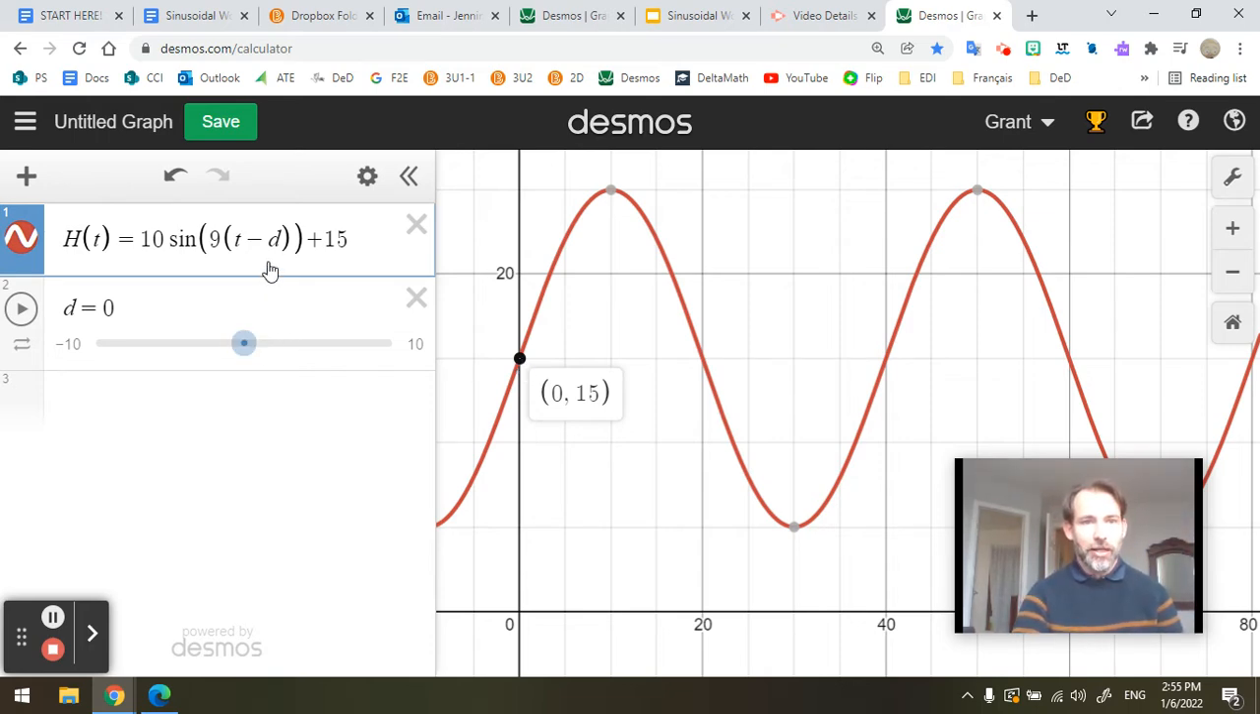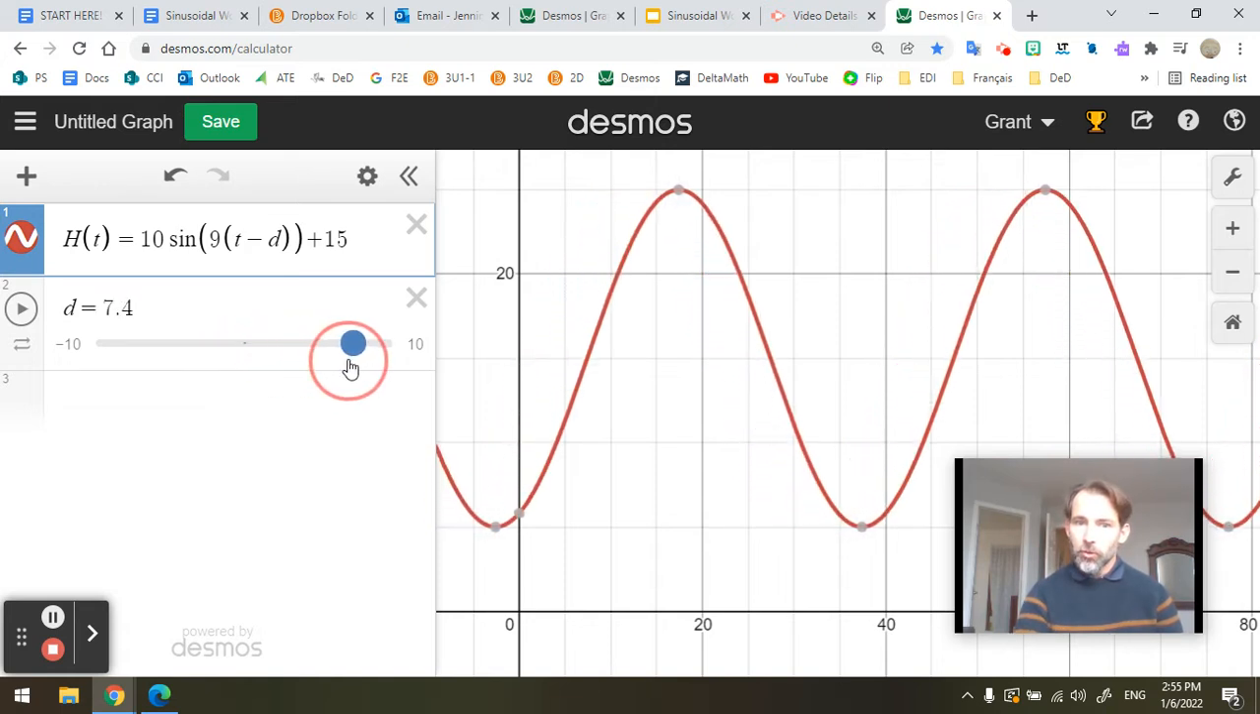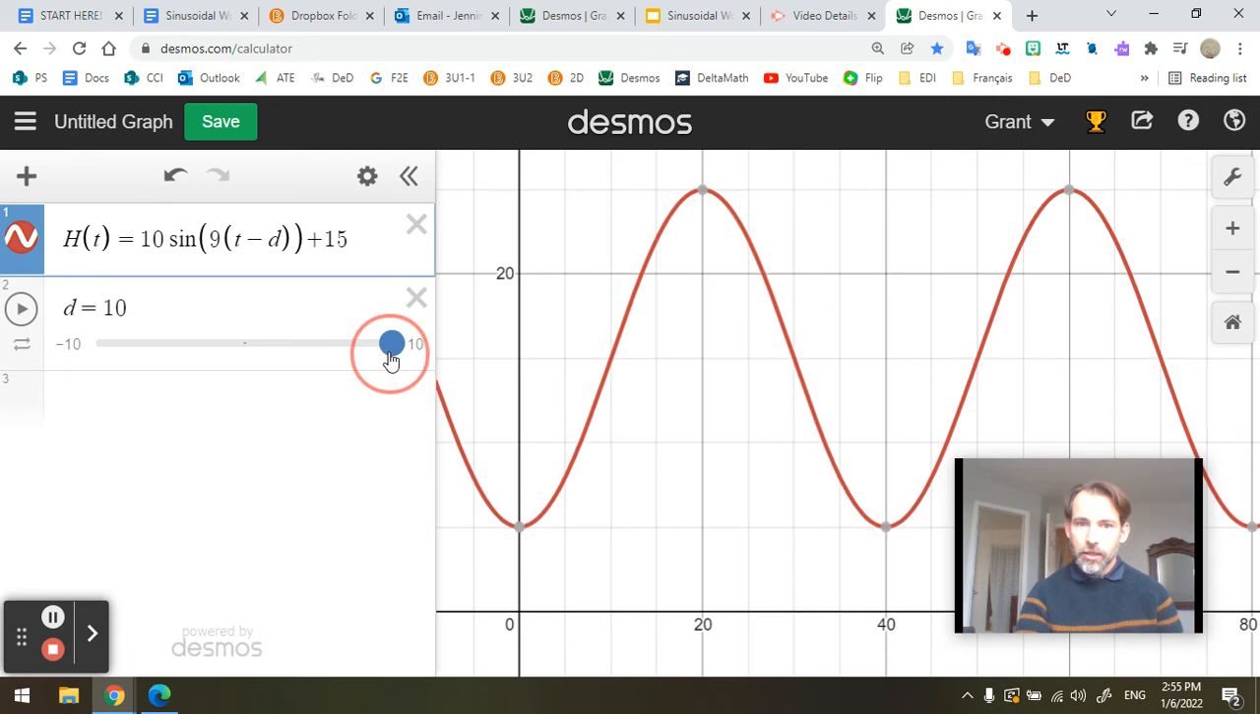And then as I change this slider D, oh, that's more like what I want. That's exactly what I want. Okay, so you can use a slider to find it too. And you're going to learn this stuff by seeing it move around.